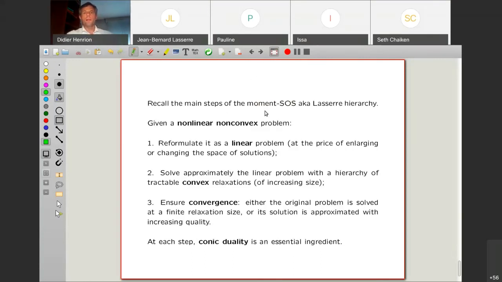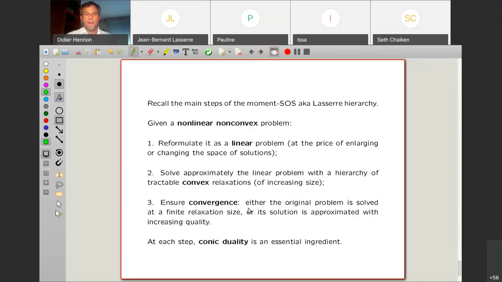So this is it, and this will be the last slide that you saw already many times if you followed the 3 lectures. The main ideas, the main steps of the moment sum of squares or Lasserre hierarchy. So today illustrated on polynomial optimal control, a nonlinear, non-convex problem, reformulated at the price of working in space of measures as a linear program. This linear program, which is infinite dimensional, is then truncated and approximately solved by a family of convex relaxations using sum of squares.